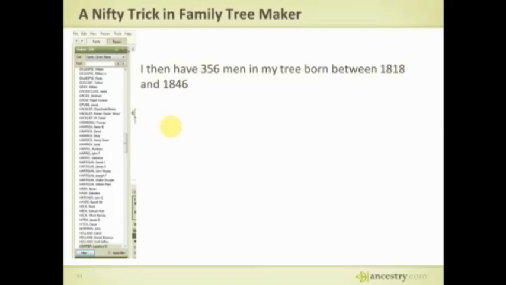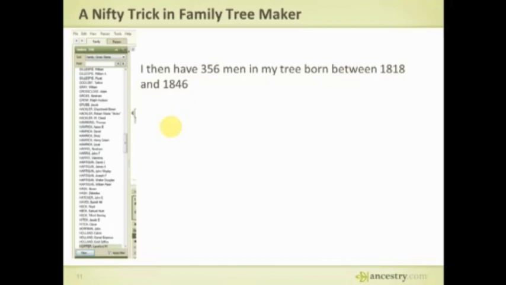Now I have 356 men in my tree born between 1818 and 1846. You can then go through and figure out if there are other filters you want to add or make a list of who it is you want to work with. But this is a way to get it down to a nice small list.